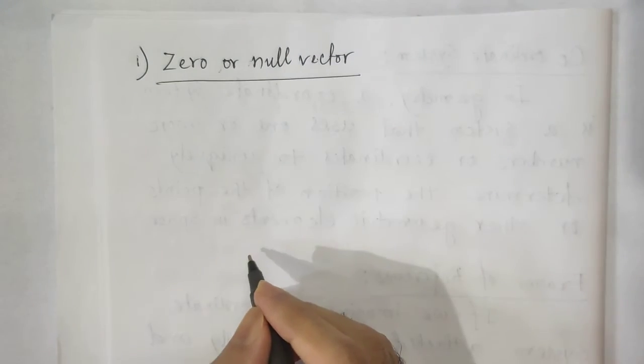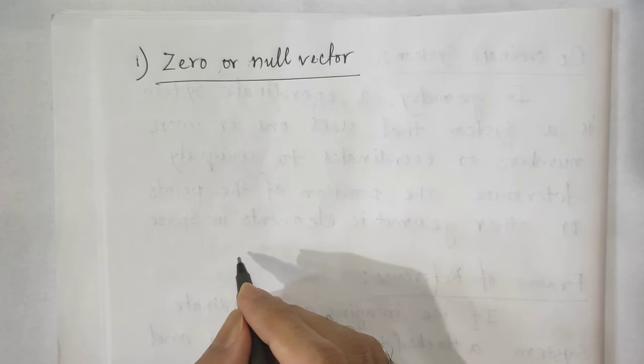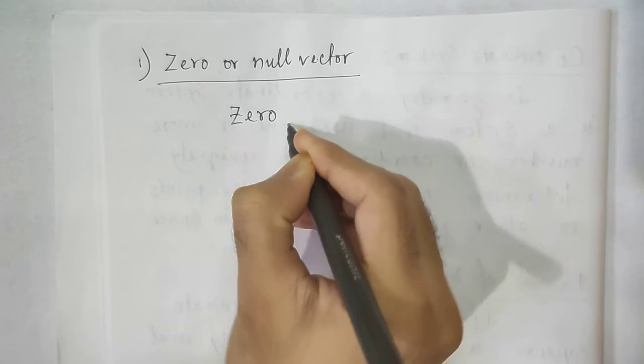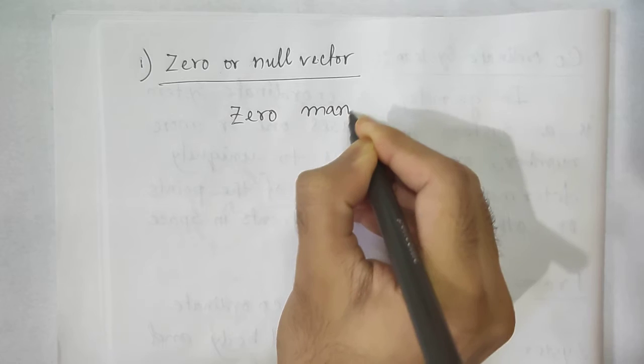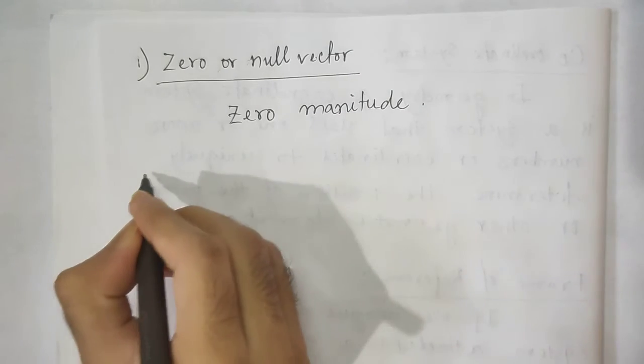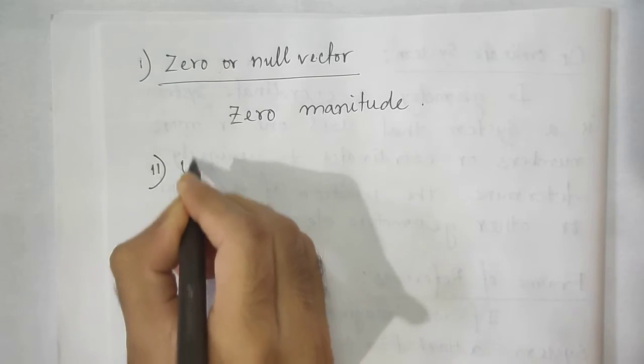What is a zero or null vector? The vector which has the magnitude of 0 is called the zero or null vector. Magnitude. Okay. Second, the unit vector.